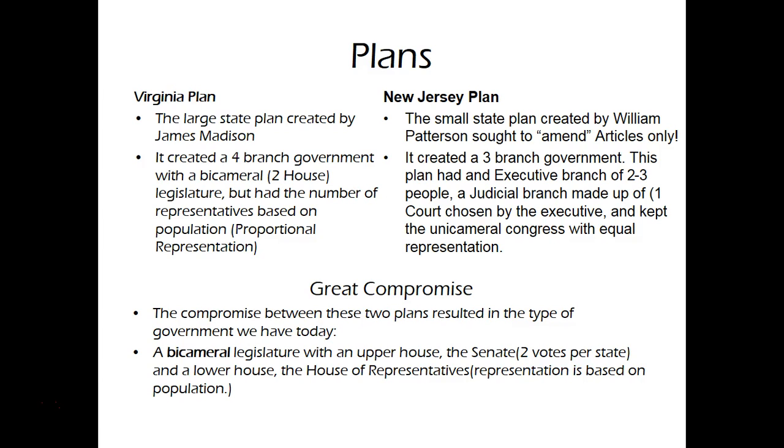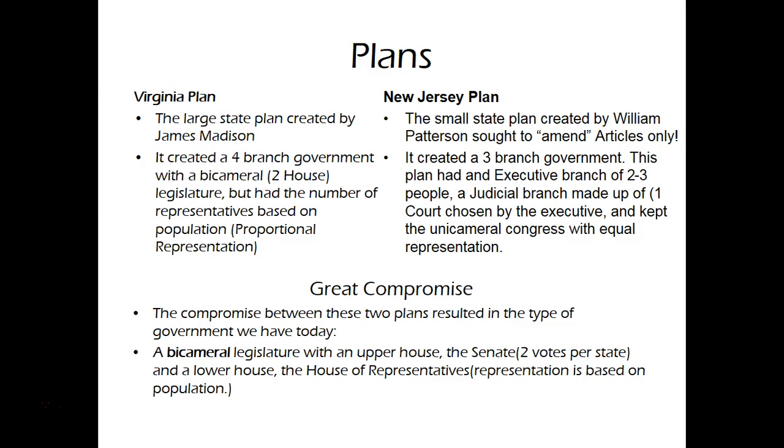All right. So I just was talking about the Virginia Plan. The Virginia Plan was created by James Madison. It's known as the Large State Plan. It actually creates a three-branch government. I hope that you did not write a four-branch government. I just mistyped that. It has a bicameral or two-house legislature, but with the number of representatives based on population for both houses. That's called proportional representation based on population. So the Virginia Plan is a large state plan because it's all based on population.